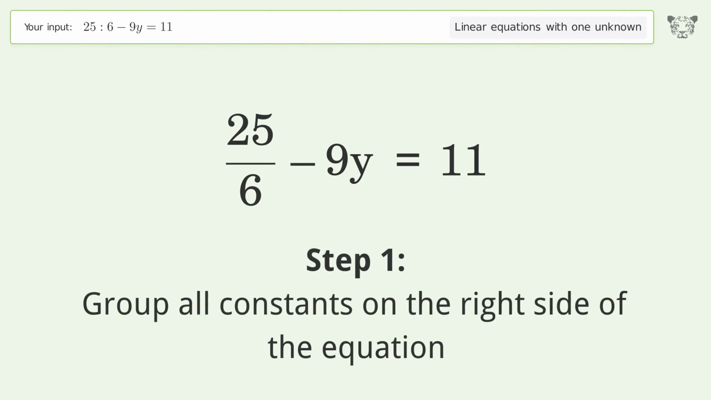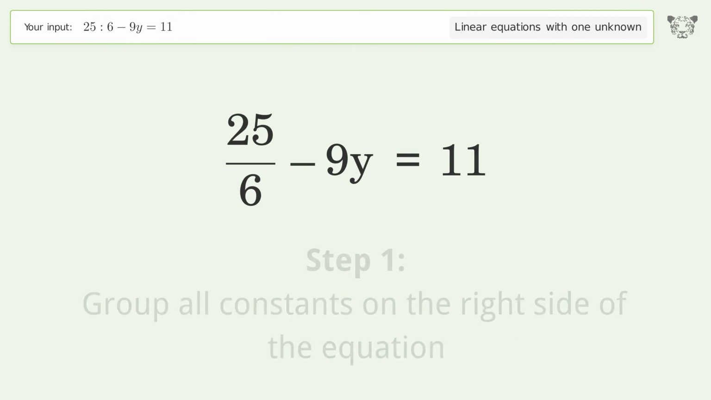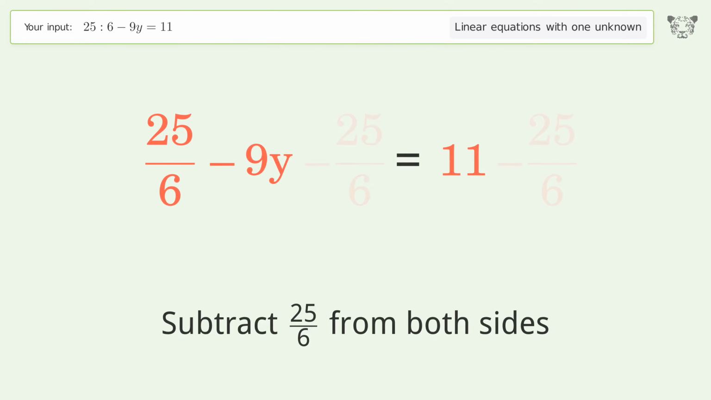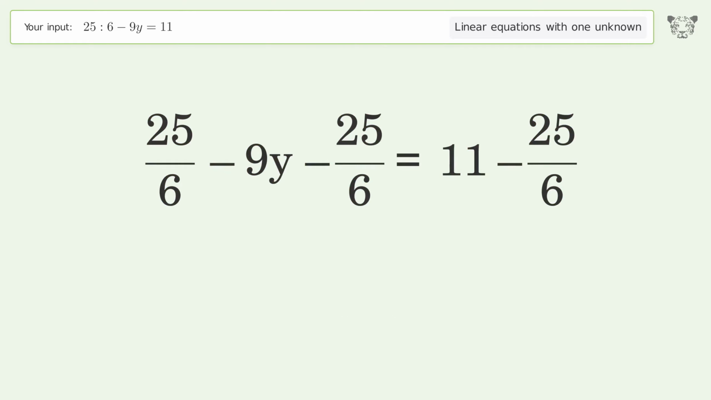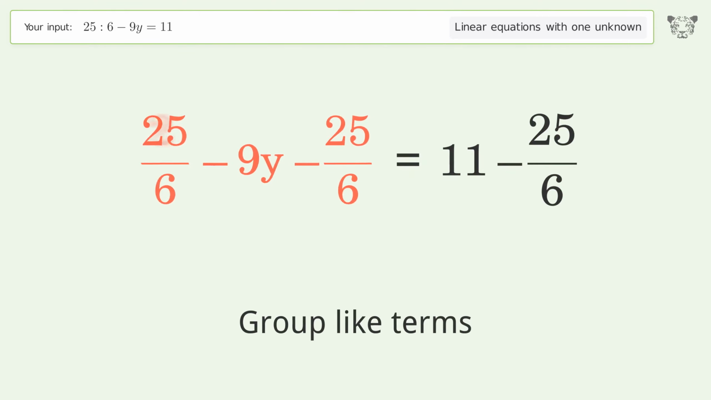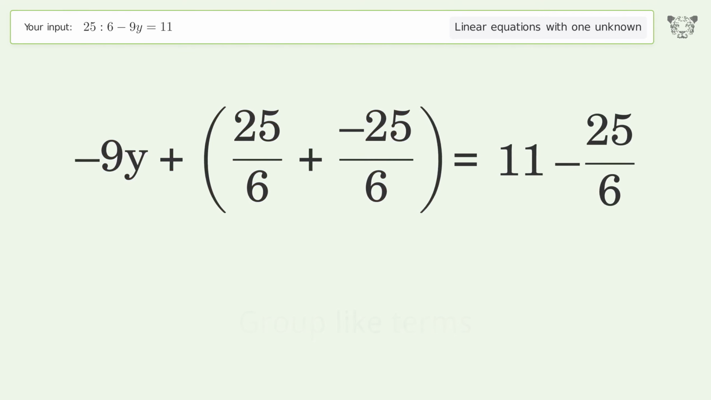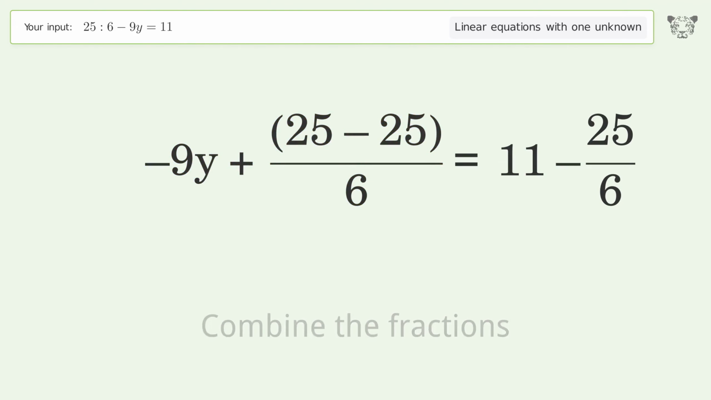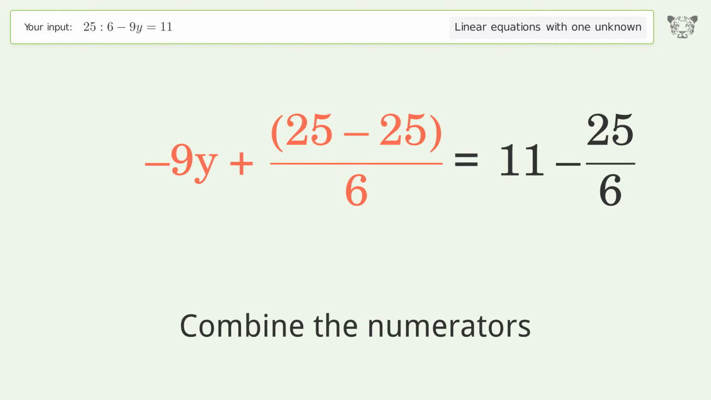Group all constants on the right side of the equation. Subtract 25 over 6 from both sides. Group like terms. Combine the fractions. Combine the numerators.